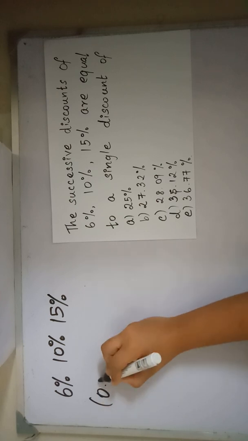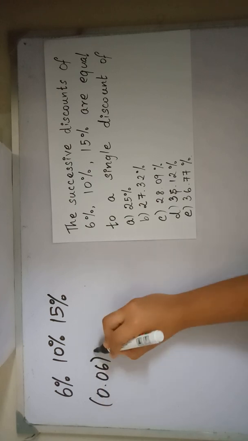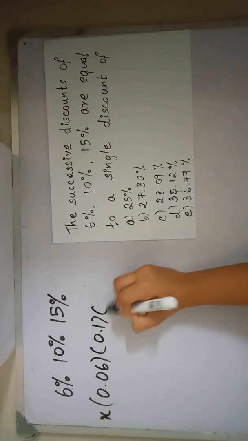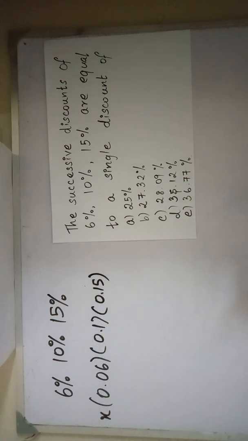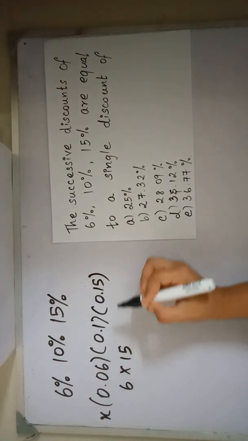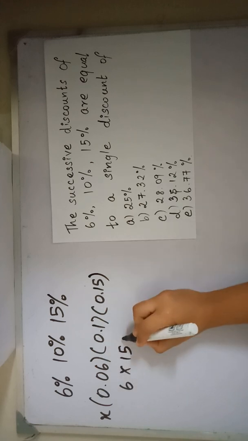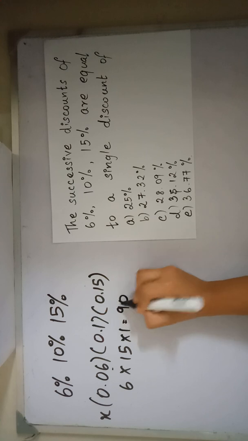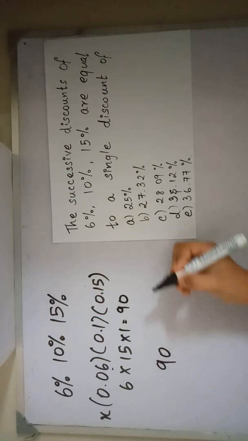So 6% can be written as 0.06 into 0.1 into 0.15. Let's just try this method and see. Now, I'm just doing some quick maths here. 6 into 15 into 1. I'm multiplying the 3 of them. Give 90. Now for the decimal places.